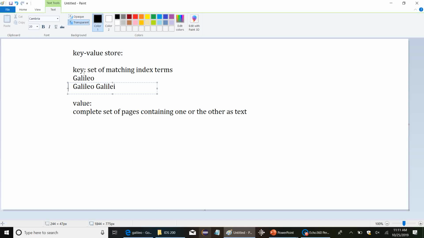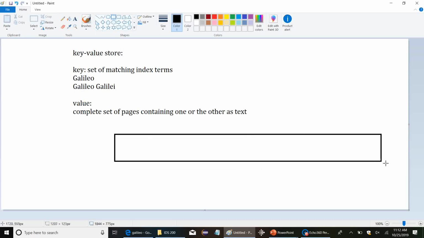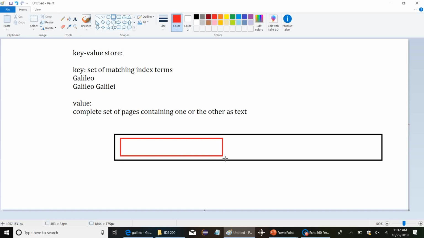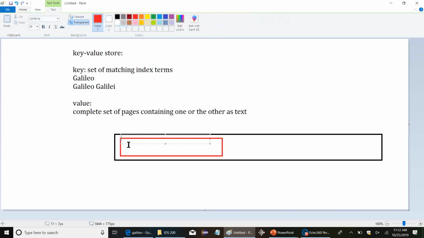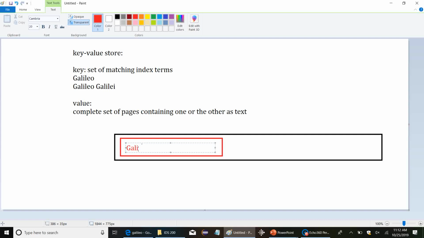So the key is basically a set of matching index terms, the value is a set of pages, and that's the basic data structure. Okay, now the way Google gets around this, essentially, they can do tricks like this. They could say, okay, suppose the set of pages looks like this, right? And some of them, like this. So the Galileo Galilei ones are a subset, right?